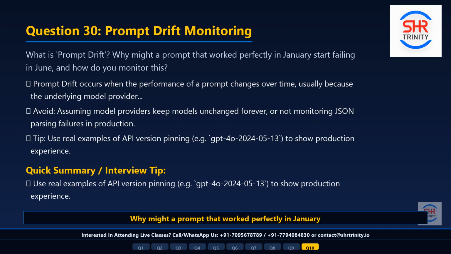Prompt drift occurs when the performance of a prompt changes over time, usually because the underlying model provider updates their model weights or shifts the system prompt defaults, e.g., when OpenAI releases a new subversion of GPT-4o. To monitor and handle this, 1. I pin model versions in our API calls rather than using generic tags like latest. 2. I implement an automated evaluation suite that regularly runs test datasets and compares outputs against a baseline. 3. I monitor metrics like output length, format compliance, JSON parsing failures, and accuracy scores.